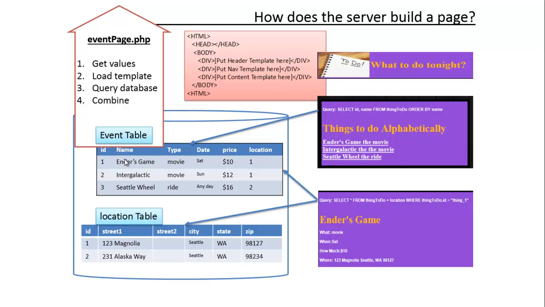Okay, let's look at the area that has the actual event in it. Here's Ender's Game. Notice that the Ender's Game needs a query that has to get things out of the event table as well as getting things out of the location table. So the event table supplies information about what, where, and when, and the location table supplies information about where.